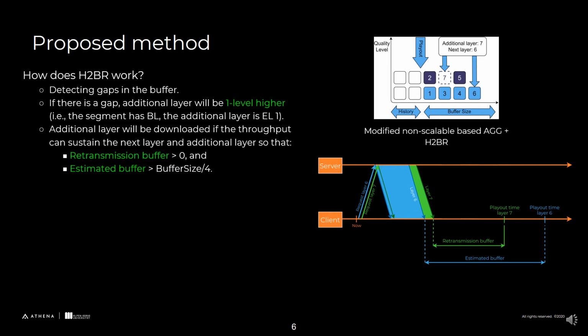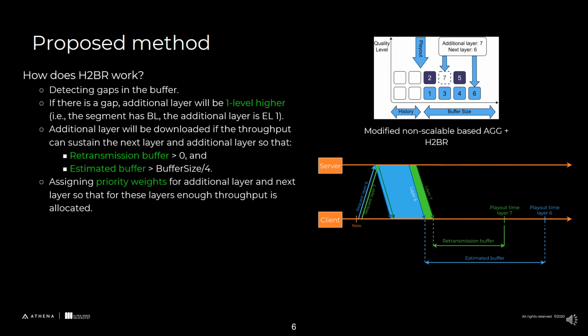These buffers are illustrated in the bottom figure. We can see that the retransmission buffer is defined as a period from the time when the additional layer 7 is downloaded completely to the time it is played out on the screen. The estimated buffer is a period from the time when the next layer 6 arrives at the client to the time it is played out on the screen.